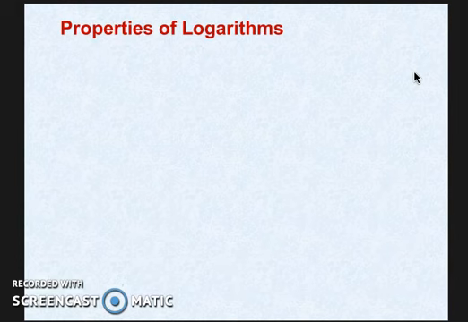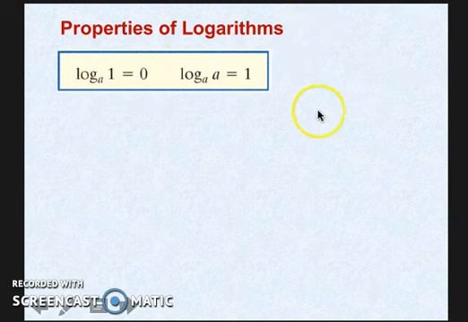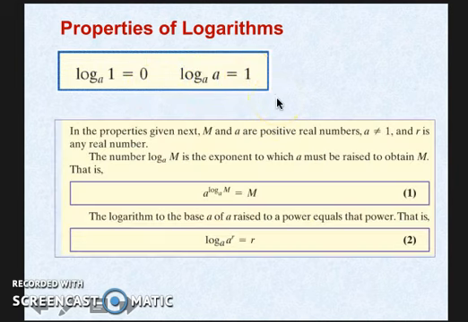Now some more properties of logs, some rules of logs. Log of 1 equals 0, always remember that. Log with base a of a equals 1. When the base and this number are the same, then it equals 1. And for these properties, m and a are both positive real numbers, a is not 1, and r is any real number.